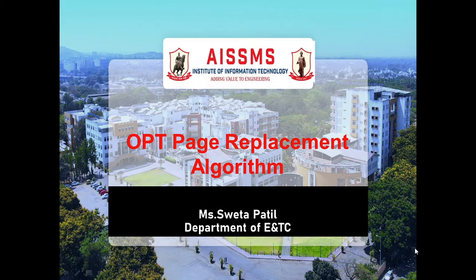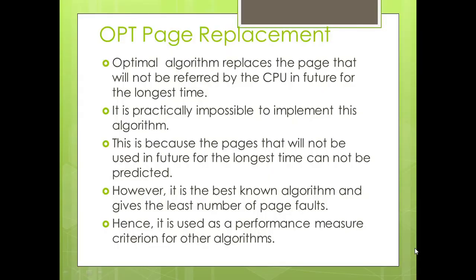Today we will have a look at the optimal policy page replacement algorithm. The optimal policy page replacement algorithm selects the page for replacement. It selects that page for which the time to the next reference in the future is the longest. This algorithm has the fewest page faults.